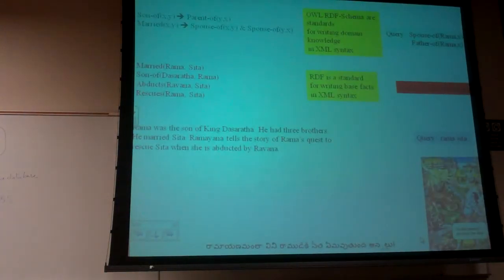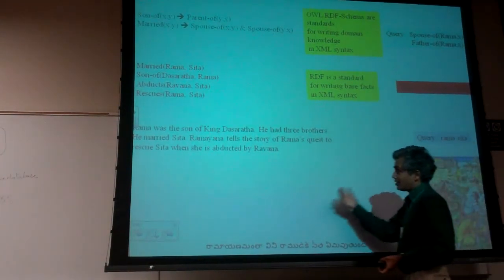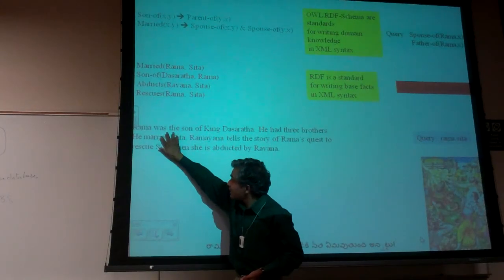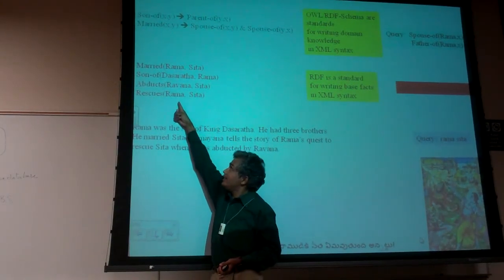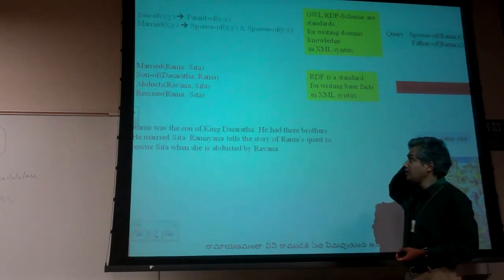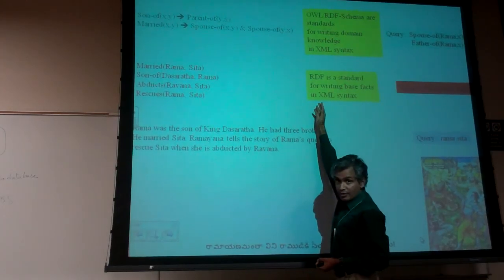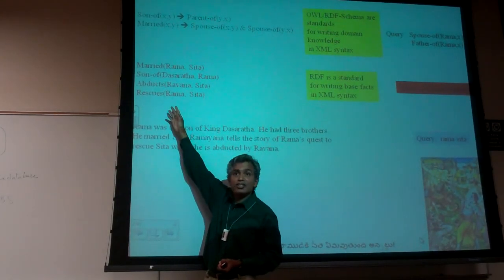So the point I was making in the Ramayana example in the last class is that this is the text, and if you can somehow write this part from this text, you can do better query support. And if you want to extract this structure, you can write it in RDF. Now, I didn't take a stand as to who wrote this stuff.